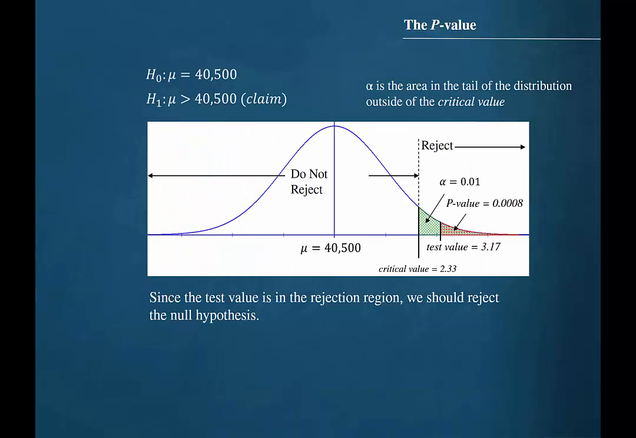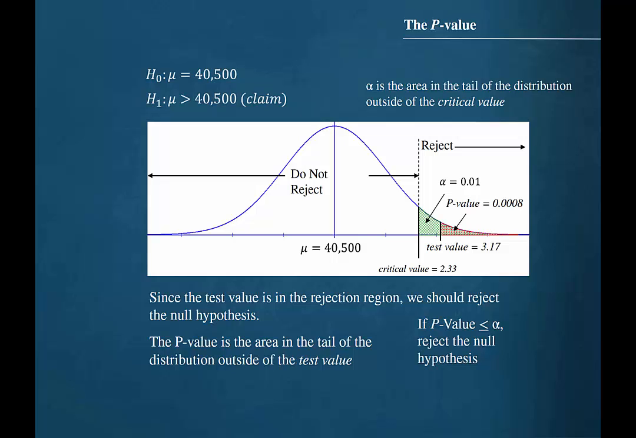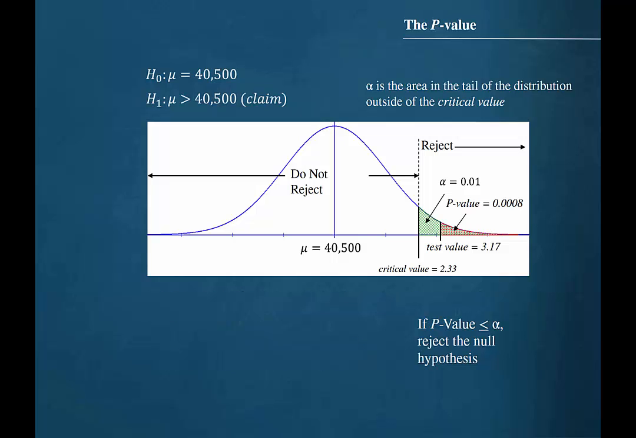The test value, 3.17, is greater than the critical value, 2.33, and is in the rejection region. Since the test value is in the rejection region, we should reject the null hypothesis. Recall that the p-value is the area in the tail of the distribution outside of the test value. Also recall that if the p-value is less than or equal to alpha, we should reject the null hypothesis. So we can draw the same conclusion without reference to the test value and critical value.